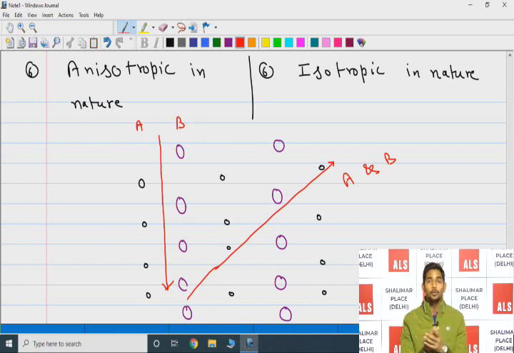See, isotropy means moving in any direction, I should have the same arrangement of particles. Means I should find the same type of particles in every direction. That is the meaning of the isotropy. If I find different arrangement of particles in different directions, I'll say it is anisotropic in nature. This arises just because of the regular arrangement of the particles, and regular arrangement of the particles we can find in case of the crystalline solids. So crystalline solids are anisotropic in nature just because they are having the regular arrangement of the particles. So please copy it. This is anisotropy.